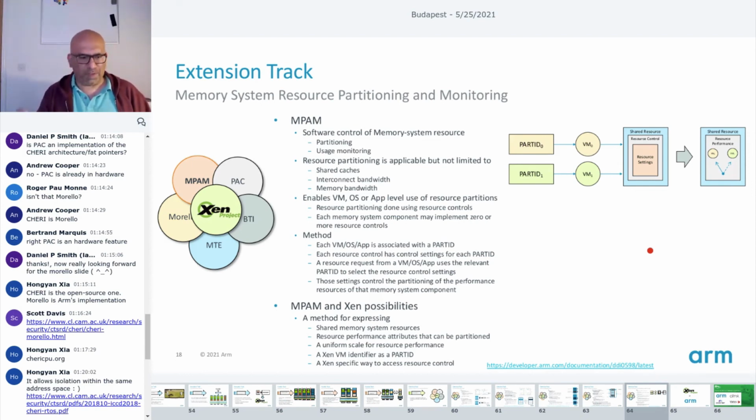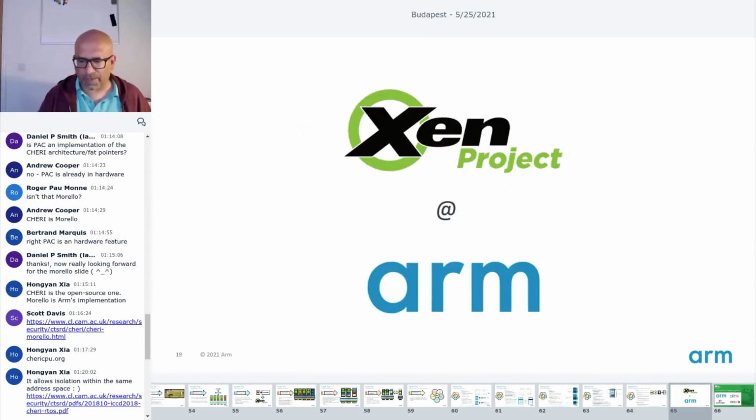And then there's this concept of a part ID, which is MPAM's notion of the identifier associated with a shared resource partition. What would that mean from a Zen standpoint? Would Zen need some specific way to access resource control? For Linux, there are tools, there's this resctrl thing. What does it mean for Zen? Those kinds of questions are what I want to look at over there. Again, please look at the URL for details.